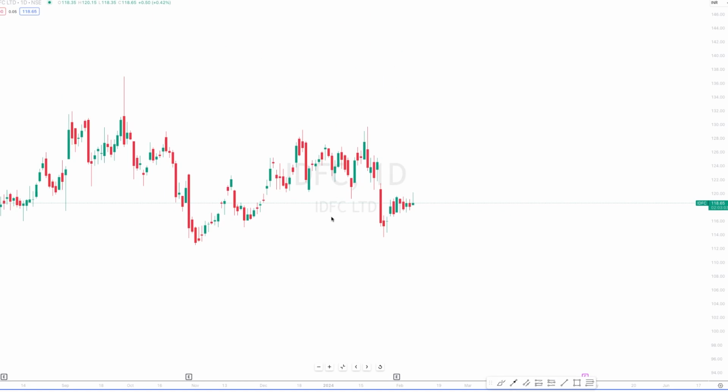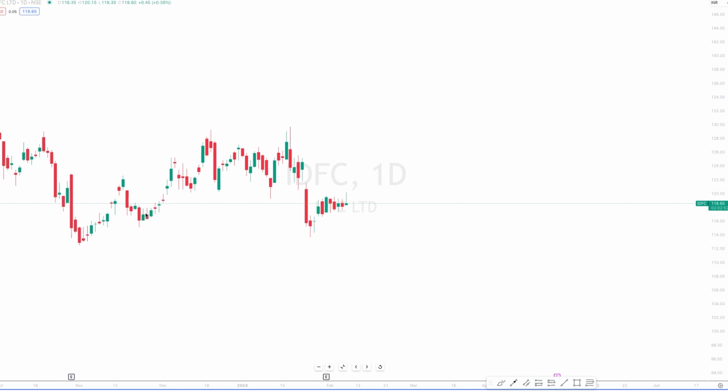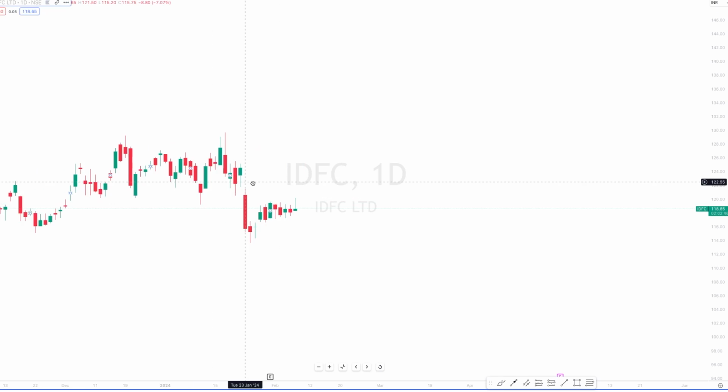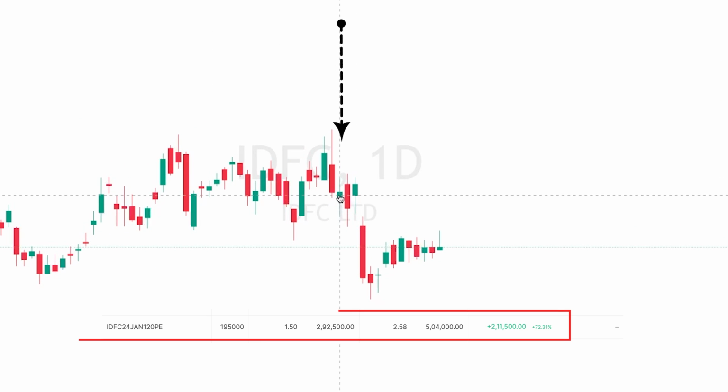Hello guys, so this is the IDFC daily chart. I'm going to show you where exactly I went short. You will know the reason behind this trade. It's a very simple trade. This is the exact candle, okay? This green candle that you see, this is where I went short.